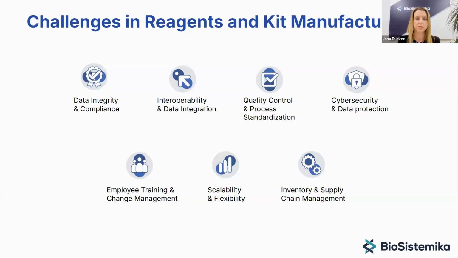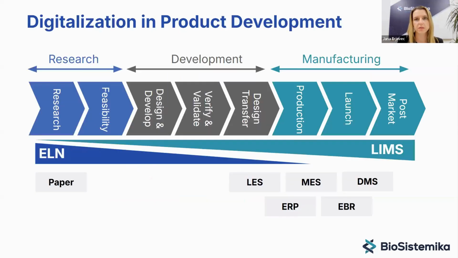Of course, you also need to ensure scalability and flexibility. If the demand varies, of course, you need to adapt very quickly, and digitalization can definitely help with that. And of course, keeping inventory and supplies under control. This is absolutely important. So if we look at the entire life cycle, we have the research part, development, and manufacturing part. And development and manufacturing really need to address all the compliance demands.